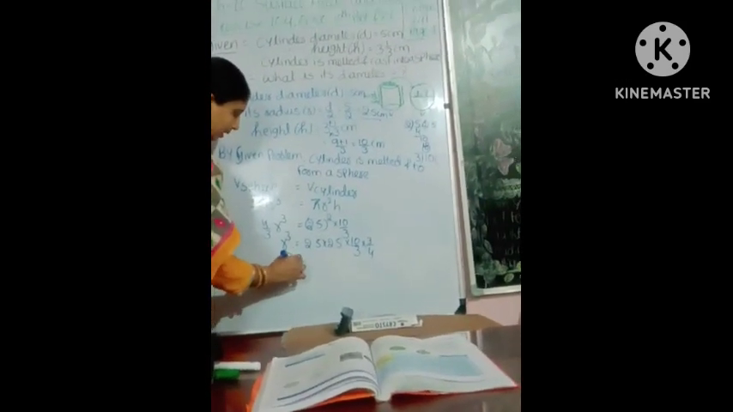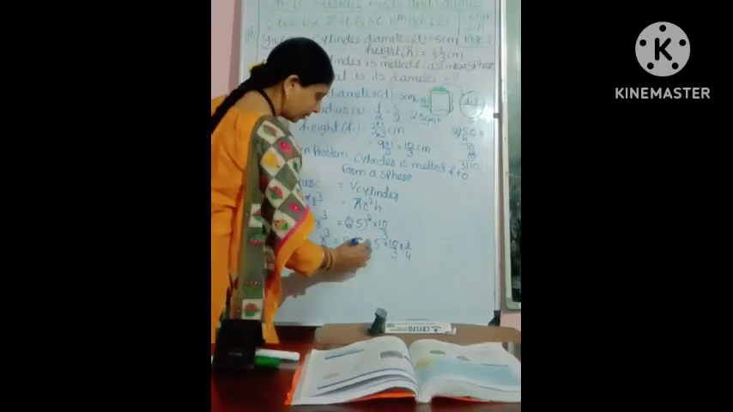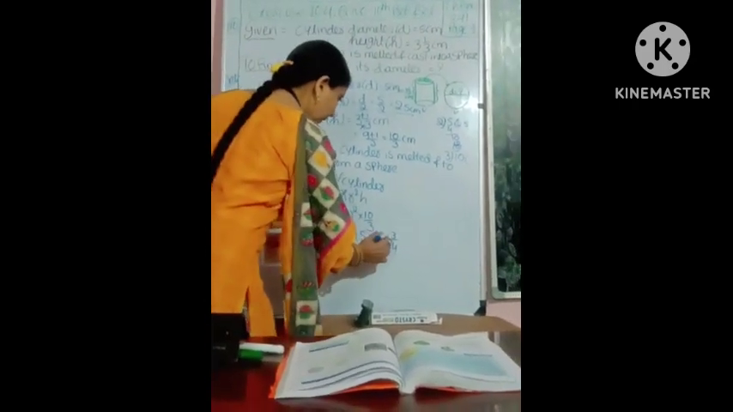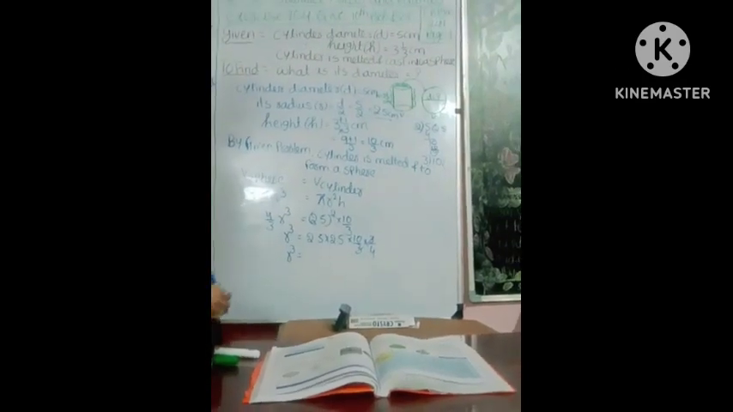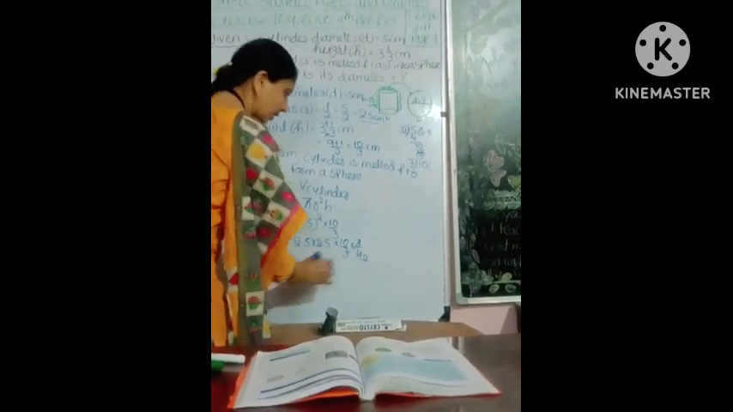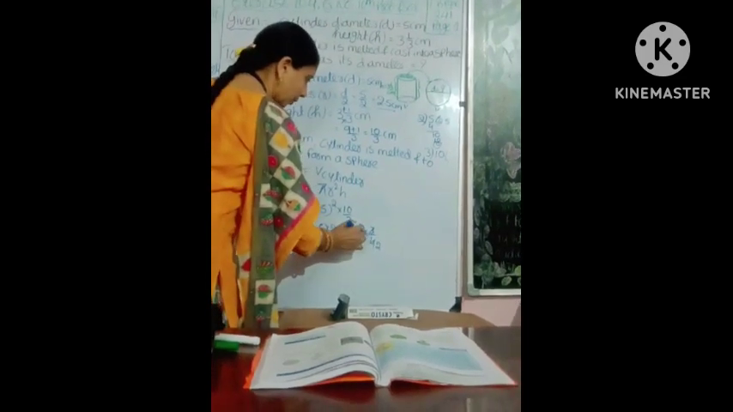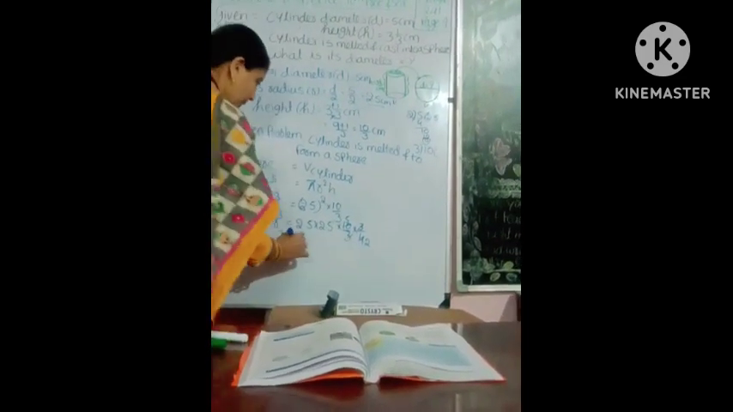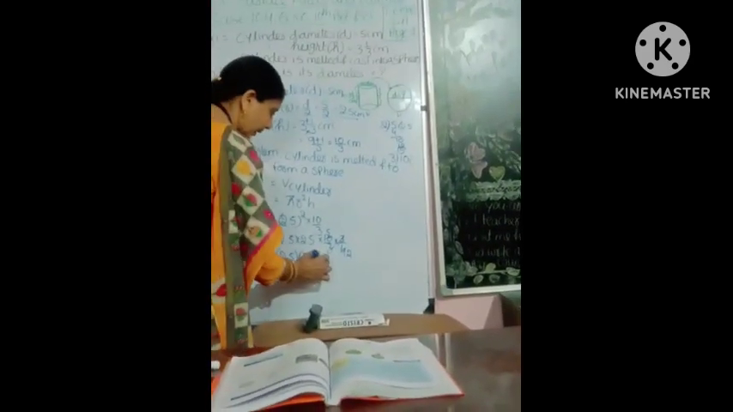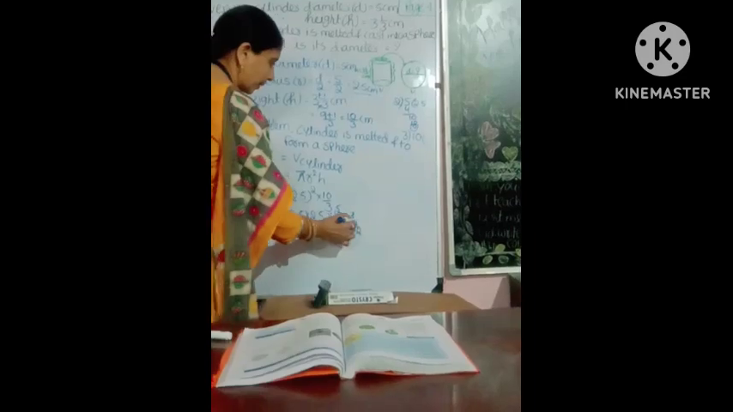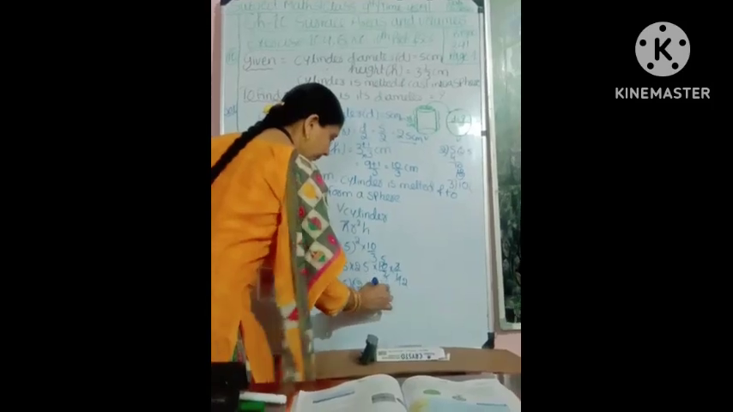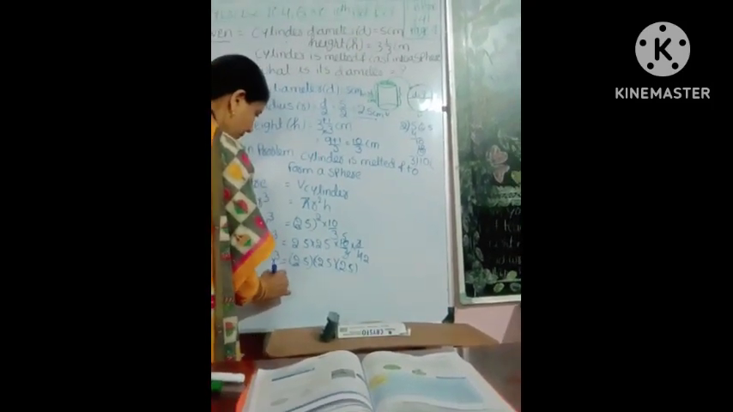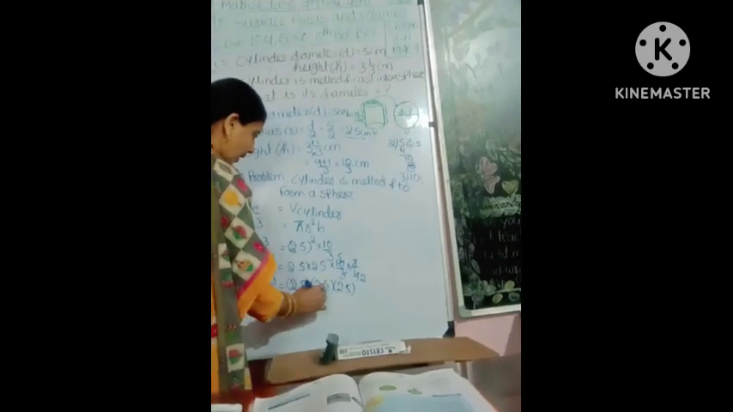Next, r cube is equal to 2.5 into 2.5. Here the 3 is cancelled on both sides. Here it is the table of 2: 2 twos are 4, 2 fives are 10. So 2.5 into 2.5, next 5 by 2. Here is the 5 by 2. What is the value of 5 by 2? 2.5 only. So r cube, here it is 2.5.